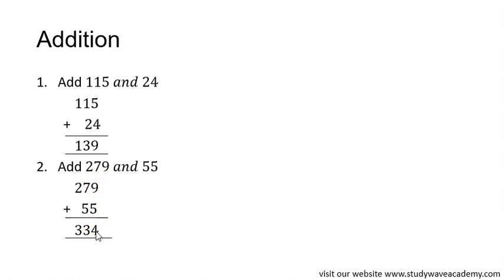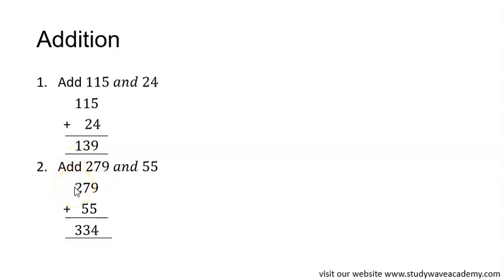So you write down 14 and carry over. You do not write 14. You write down 4 and carry over 1, okay? 9 plus 5 is 14. You write down 4 and carry over 1. Remember you have 1 here, so 1 plus 7 is 8. 8 plus 5 is 13. So you write down 3 and carry over 1. You do not write 13. You write down 3 and carry over 1.